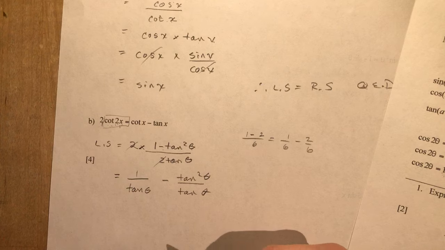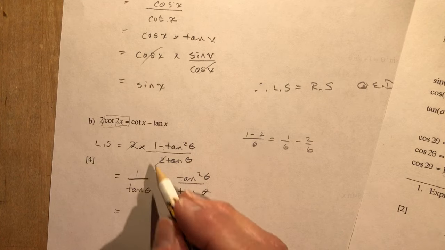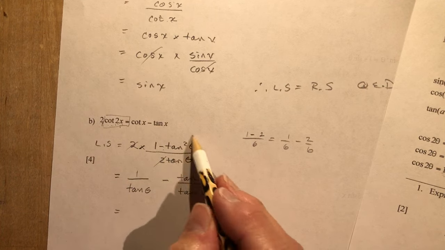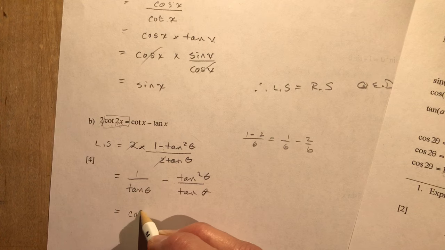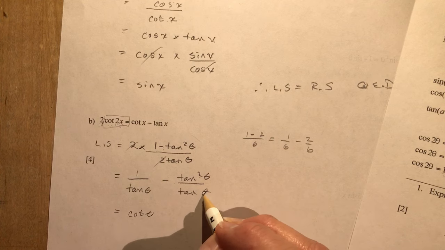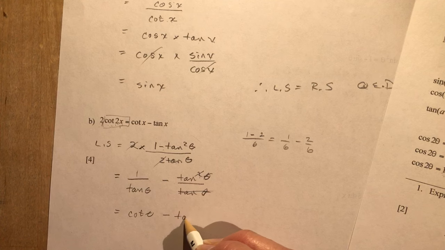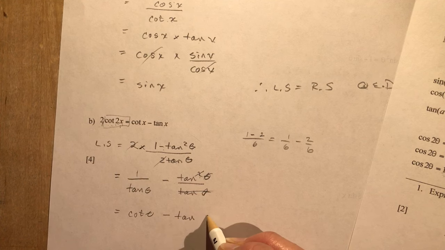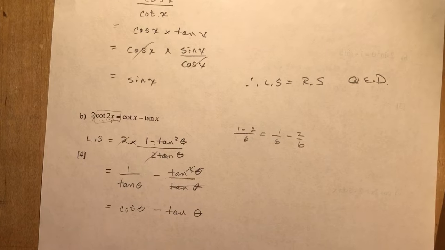And lo and behold, we have the right answer already. I don't know why this was worth 4 marks. I guess I thought it was difficult for them to rearrange this somehow. It's because 1 over tan is just cotan, and tan squared divided by tan is just going to give you minus tan. Oh, and I changed my thetas to x's. Sorry about that. It's all the same thing, right?